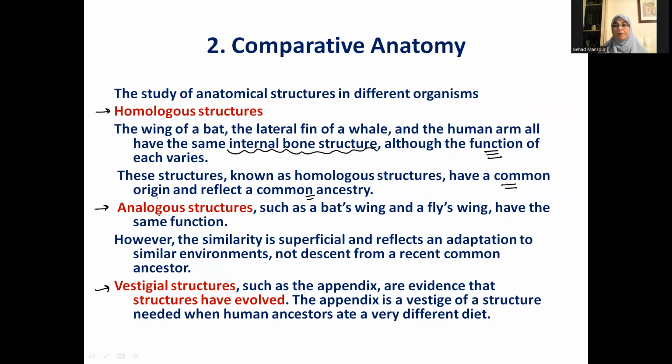On the other hand, we have the analogous structures. Analogous structures are the opposite, meaning that the function is the same, but the structure is totally different. For example, a bat's wing and a fly's wing.